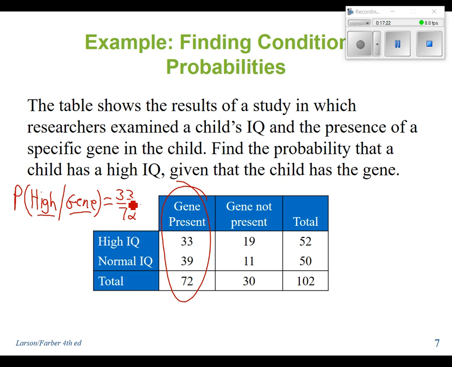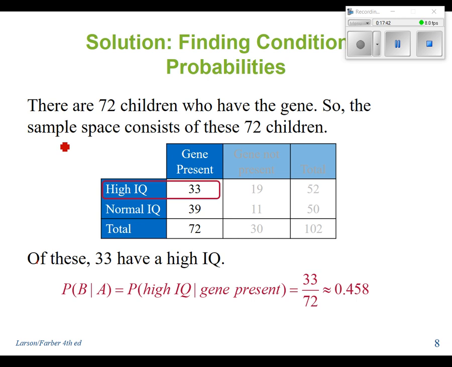But usually if you're going to tell somebody, yeah, 33 out of 72 that have the gene have a high IQ, that doesn't tell them anything. So you might want to change it to a decimal or a percent, and that would be a better number for whoever's looking at it next. And that's 0.458, so about what percentage? About 45, 46%. If they have the gene, then they're going to end up with a high IQ.